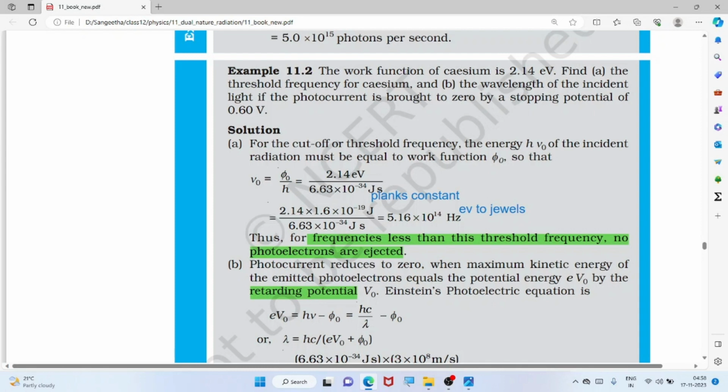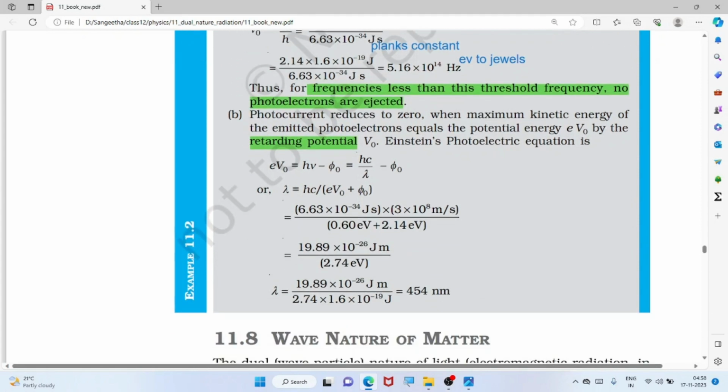Find the wavelength of the incident light if the photoelectric current is brought to zero by the stopping potential they have given. So this is the equation relating the stopping potential energy to this energy. After simplification you will get lambda, that is the wavelength.